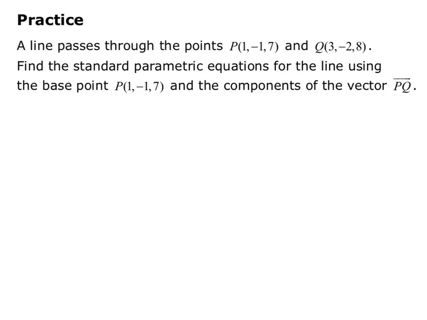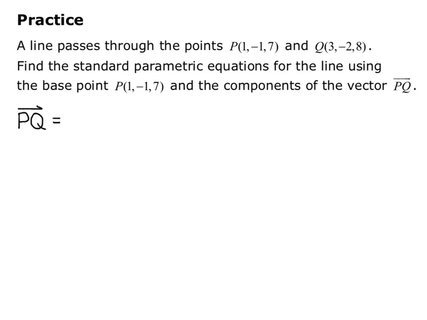Now this practice problem is usually something I have students work on in class. So if you want to pause the video and try it on your own before we go over it, that would be a good thing to do. A line passes through the points P, 1, negative 1, 7, and Q, 3, negative 2, 8. Find the standard parametric equations for the line using the base point P, 1, negative 1, 7, and the components of the vector PQ. So this is just like the last example we did, except we have to find the vector first.